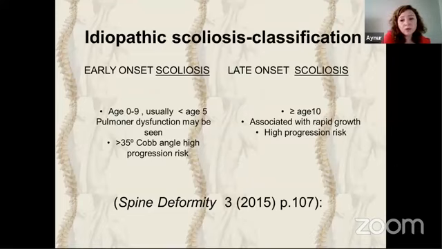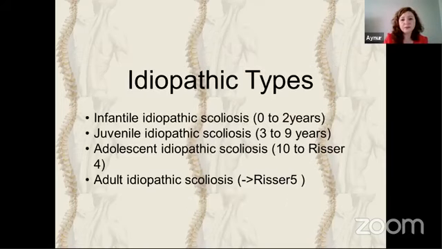Late onset scoliosis has a high progression risk and is associated with rapid growth. In early onset scoliosis, pulmonary dysfunction may be seen. A Cobb angle greater than 35 degrees has high progression risk. We have defined these idiopathic types: infantile idiopathic scoliosis, juvenile idiopathic scoliosis, adolescent and adult.